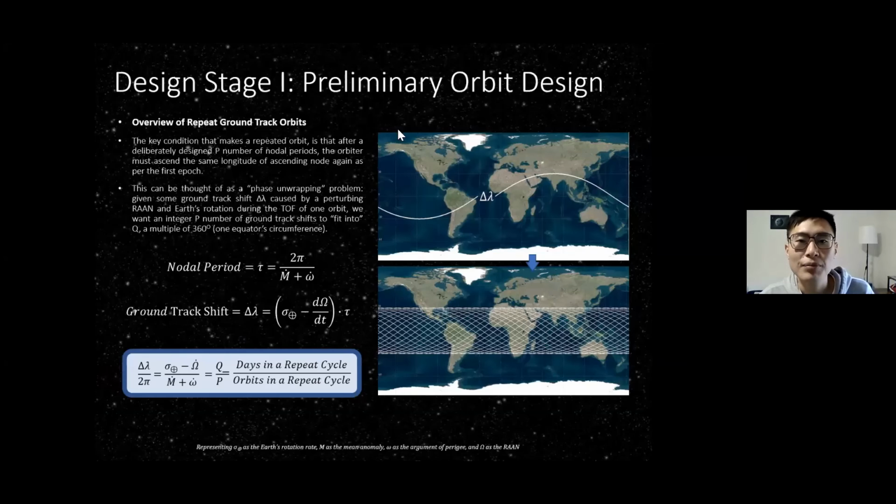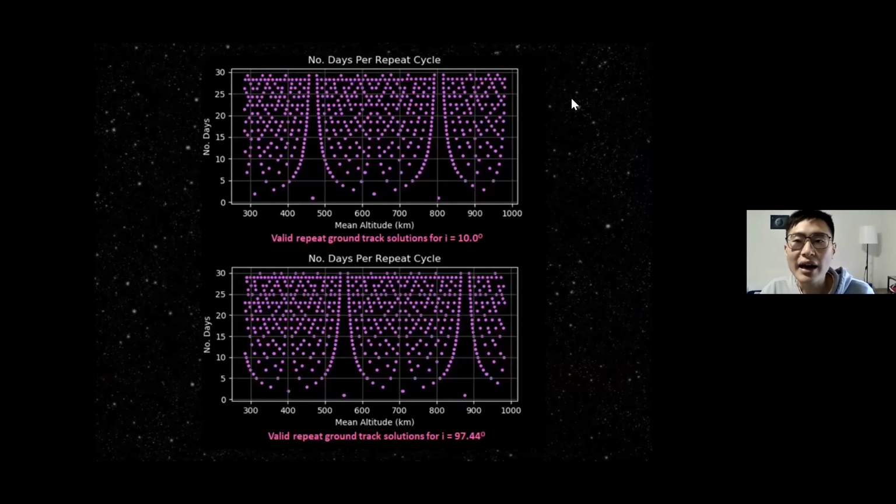So we've done some preliminary orbit designs. This has already been in literature for over 40 years. People have done this for the earlier satellite missions. This is just to give you a view of all the possible repeat ground track solutions that we have plotted in our research for each possible altitude. Both graphs actually mean the same thing.